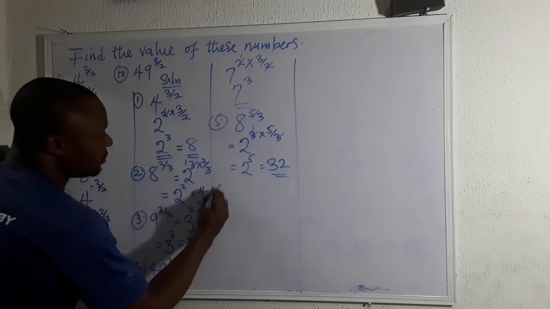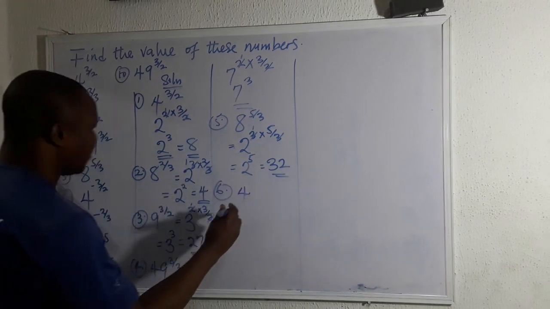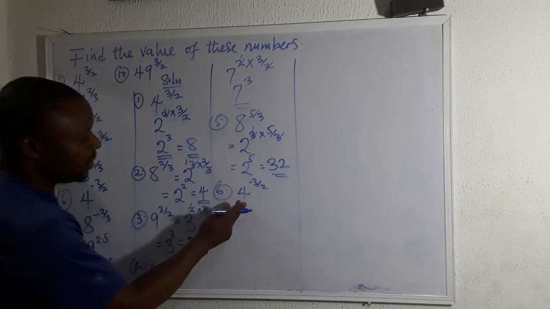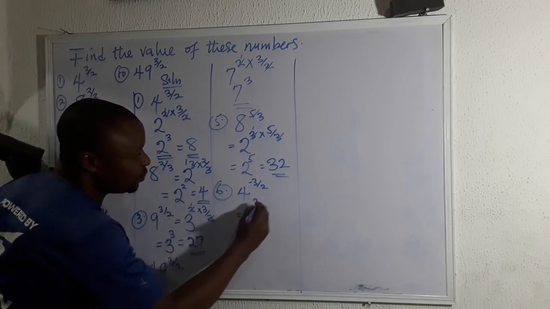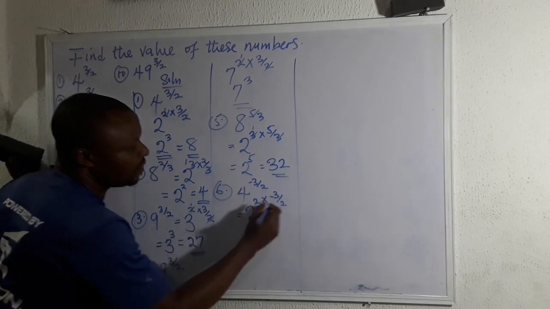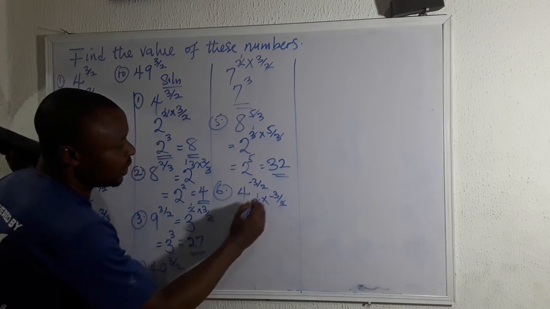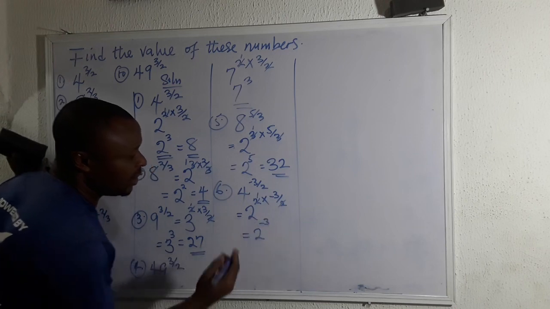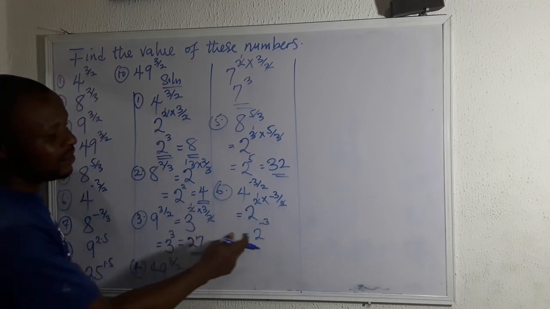Now this is 6. Question 6 is 4 raised to power minus 3 over 2. So again, you express this as 2 raised to power 2, which is the same thing as 4, and the power is negative 3 over 2. So 2 into 2 is 1, and 1 times minus 3 gives 2 raised to power minus 3. Of course, a negative index inverts the base.